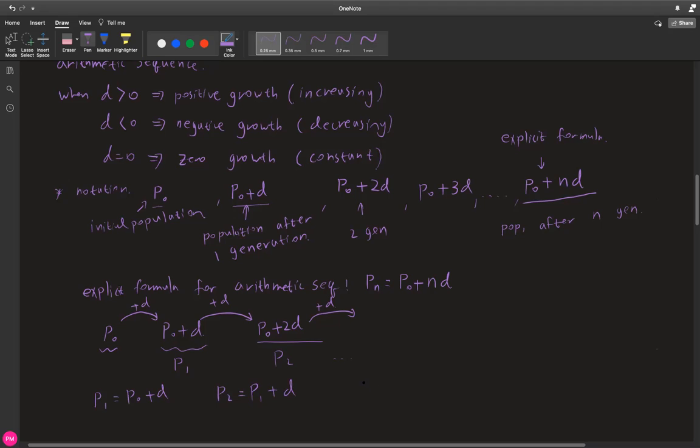So we can conclude that the recursive formula is actually given as, for any n, so for any nth generation, we take the previous generation and you simply add the common difference here. And that's the recursive formula that we have for the arithmetic sequence.